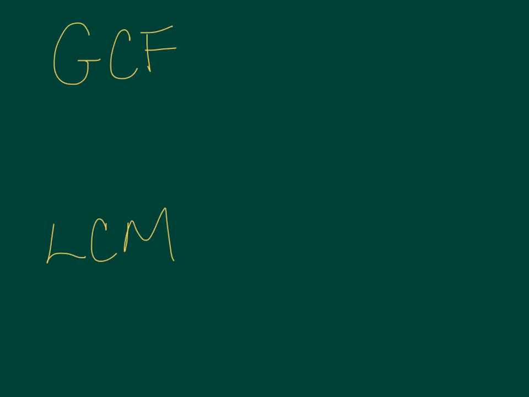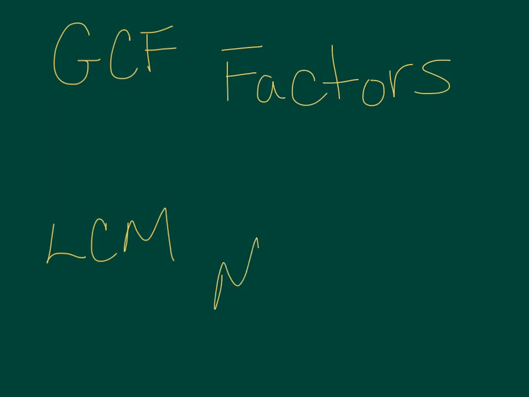So, quick review: to find the GCF of a number, I have to find the biggest number of their factors that they have in common, and to find the LCM, I'm finding the smallest number of their multiples or skip count.